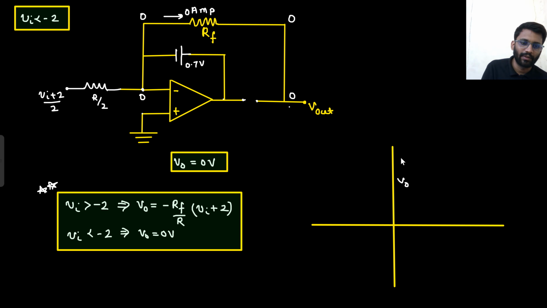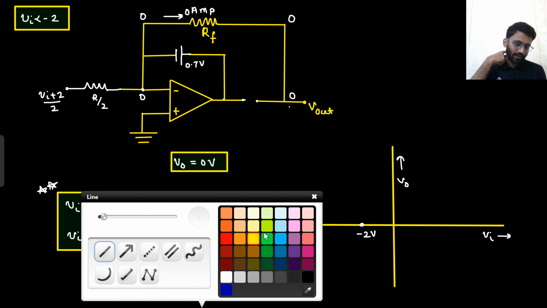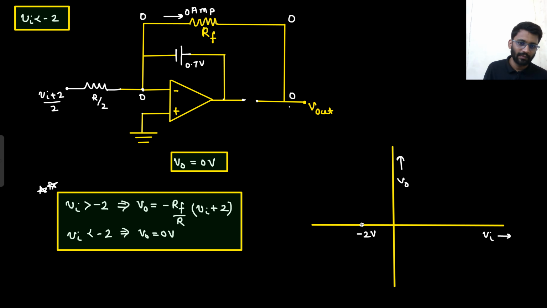This is your V naught. This is your V in. So where are things changing? At minus 2. So for V in less than minus 2, output is 0.